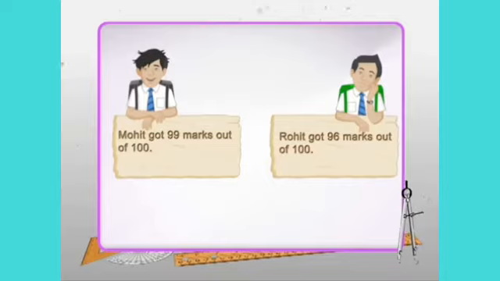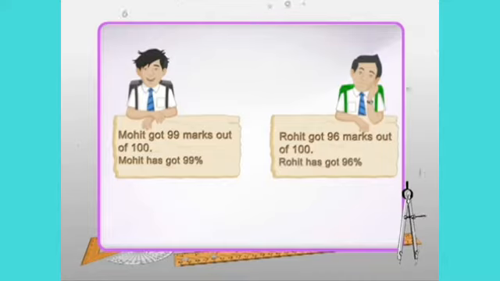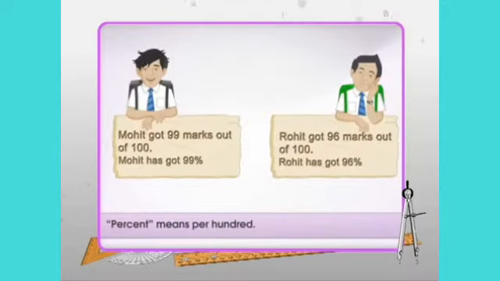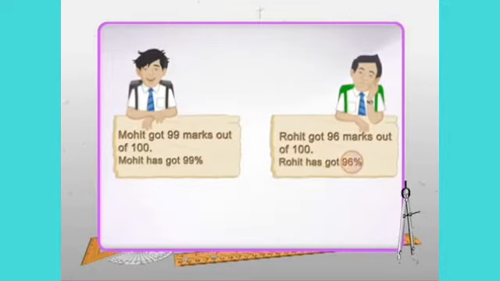We have compared the performance of Mohit and Rohit by comparing their marks out of 100. Finding their marks out of 100 is nothing but calculating their percentage. We can say that Mohit has got 99% and Rohit has got 96%. This is the symbol of percent. The word percent means per 100. Thus, 96% means 96 out of 100 or 96 by 100. Thus, percentages are numerators of fractions with denominator 100.